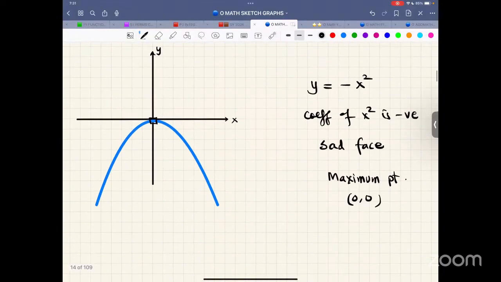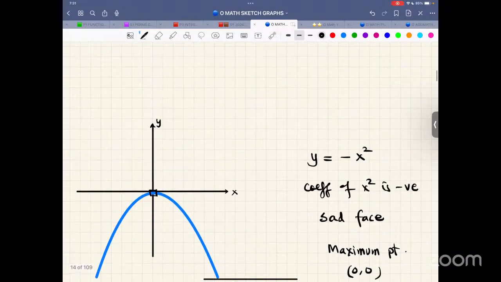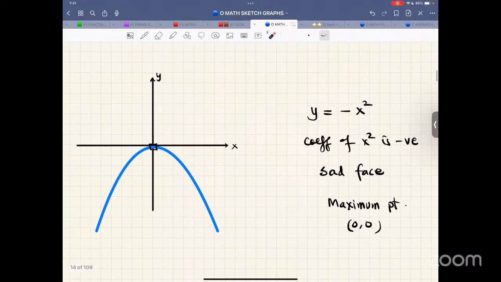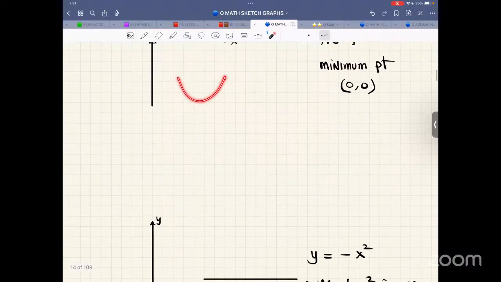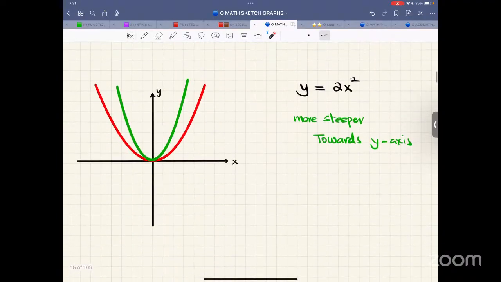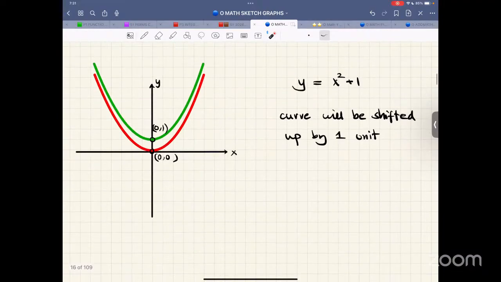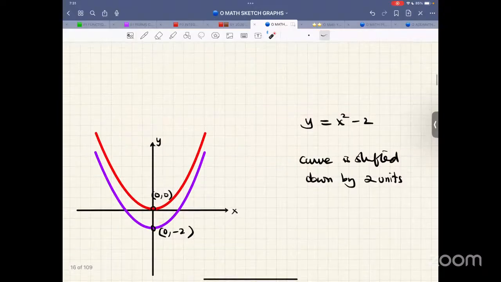So let's recap what we have done so far. The original red one gets reflected in x-axis. That goes like this. That is happy face. This is sad face. Happy face gets thinned out when we have a number like 2, 3, and so on. When we have a small fraction between 0 and 1, it gets flattened out. This is shifting up. This is shifting down. That's the basic idea.